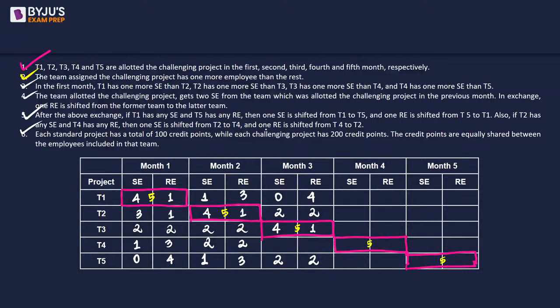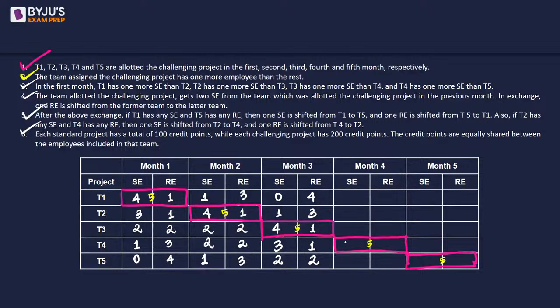Okay. Also, if T2 has any SE, it does have an SE, and T4 has any RE, it does have an RE, 2 है इसके पास. Then one SE is shifted. So instead of 2 and 2, now this 2 will become 3, and this 2 will become 1, क्योंकि एक उधर से आ गया. And this 2 will become 1, and this 2 move over to that 1, that 2 further, making it 3. So you'll get 0, 4, 1, 3, 4, 1, 3, 1, and 2, 2.